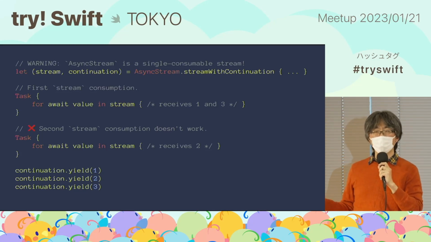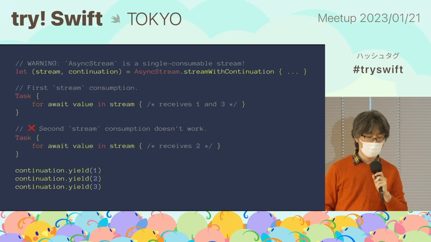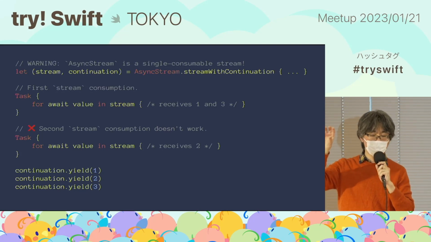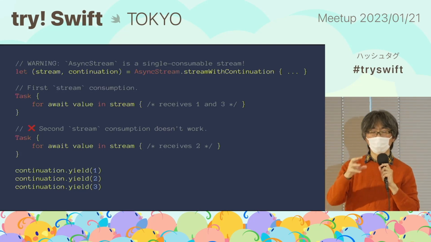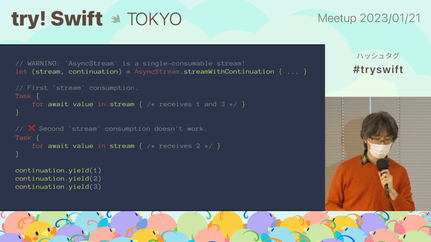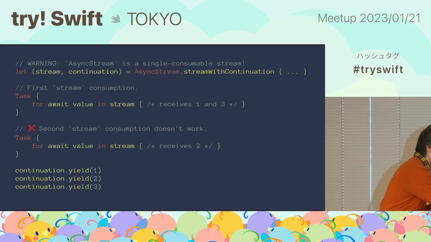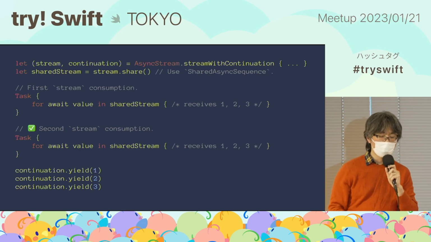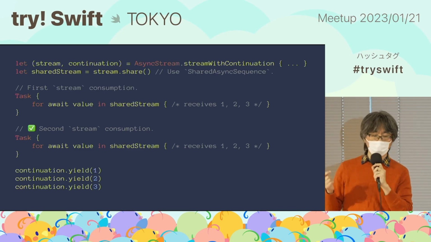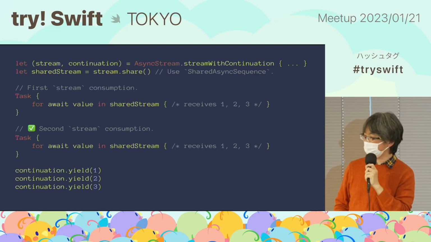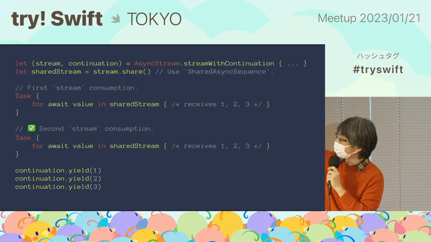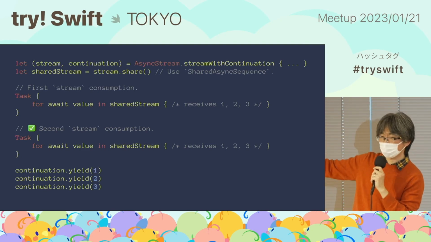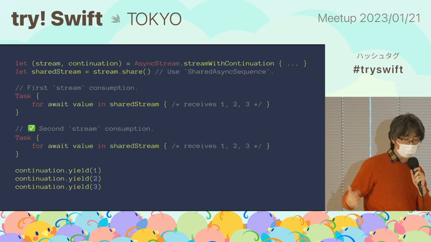And this is obviously not ideal for UI development, because in UI, we normally observe the same state multiple times so that each UI component can render depending on the same state. This often happens in UI. And we can remedy this kind of issue by turning the single-consumable behavior into multi-consumable behavior using the share API. So I just call share. Now you can receive 1, 2, 3 on both subscribers.